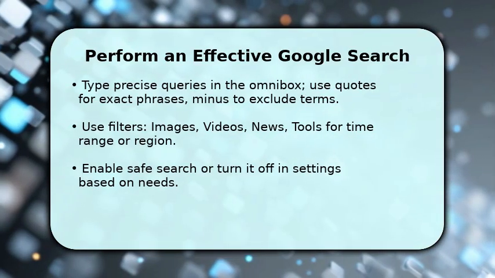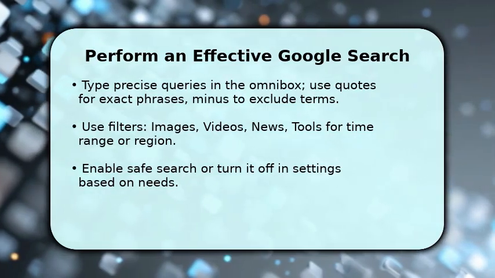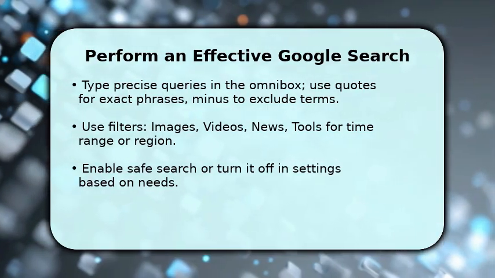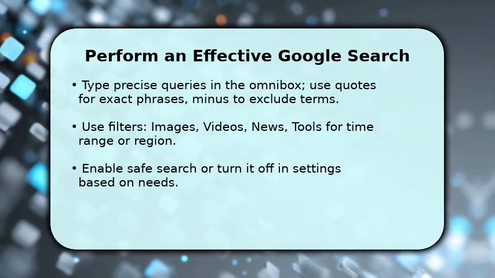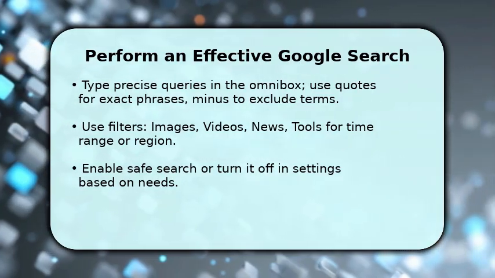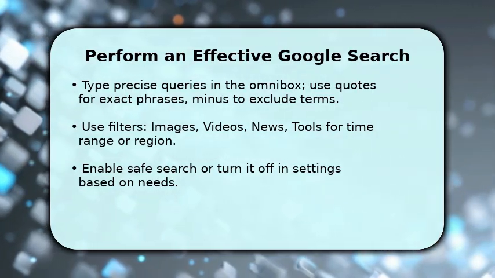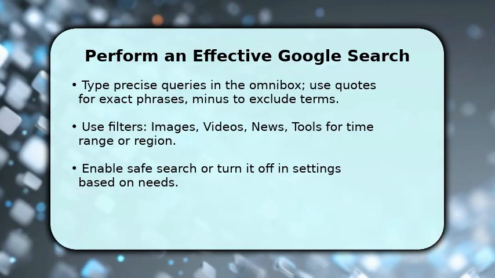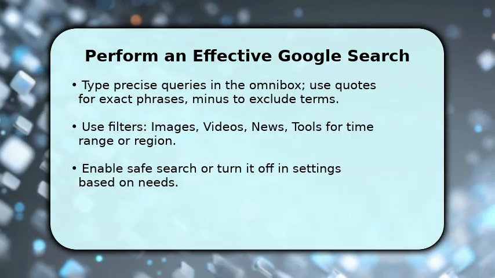Now craft a focused search. Type the main keywords into the Omnibox and use quotes for exact phrases or a minus sign to exclude words. Once results load, use Google's top filters, images, videos, news, to narrow content quickly. Click Tools to set a time range or region.